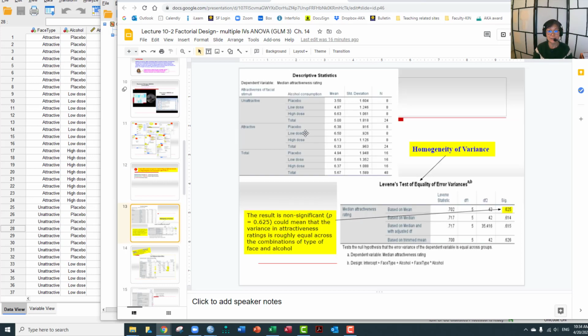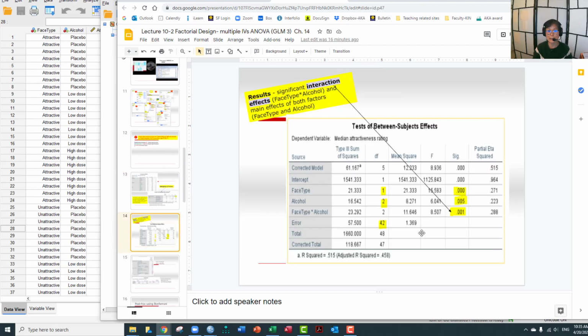First output, descriptive stats. Then homogeneity is right after. That was not significant, so it is safe to read the ANOVA table. Here we go. Main effect, face type differences. There were significant differences. Alcohol consumption level and attractiveness scores are absolutely different. And we need a post hoc to determine which one is different from which.